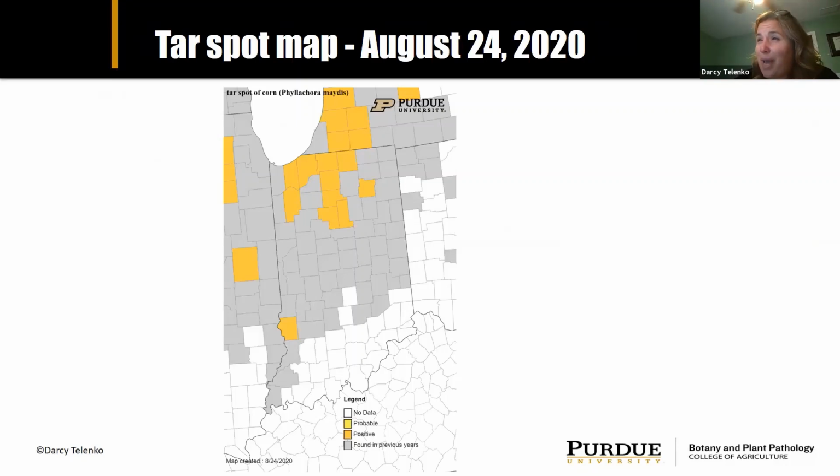This is my current map as of 2020, and I think I have to add Knox County today. I got an email from the clinic. But again, where we're finding the most activity is up in northern Indiana. We know it's in 68 of the counties already, but we continue to track it as we approach the end of the season to see how widespread it continues to be.